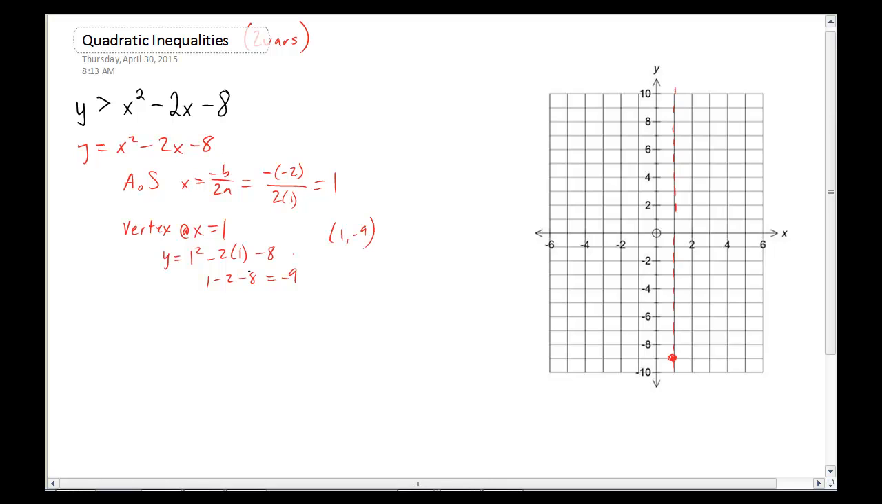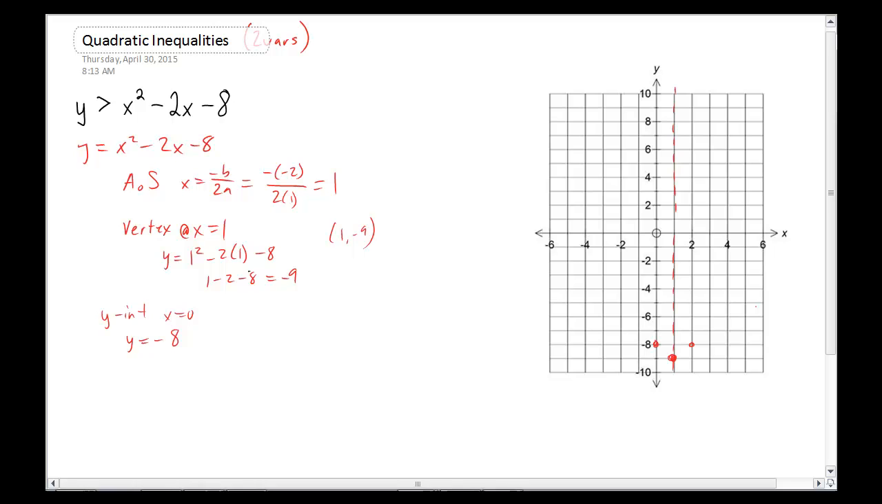Now let's get the y-intercept. The y-intercept comes when x equals 0. So if I put 0 in for x squared, 0 in for x, I get y equals negative 8. There we go. So I put down my negative 8 right there. And then I reflect it over to the other side because I can. That's the beauty of the axis of symmetry, is that I can do those kind of things.